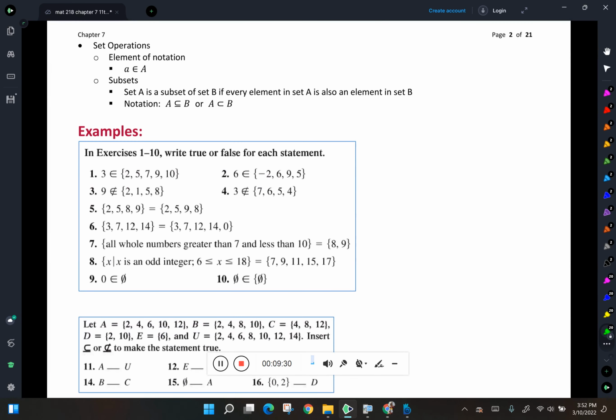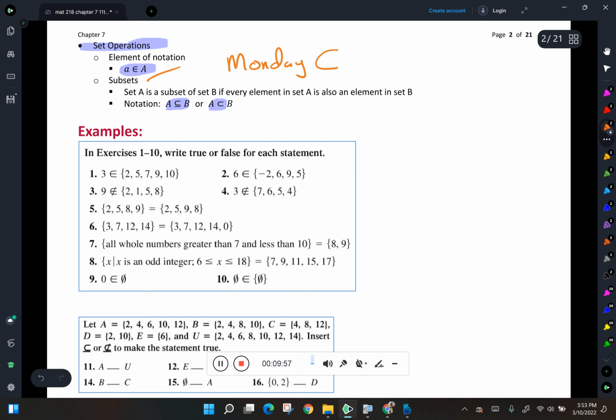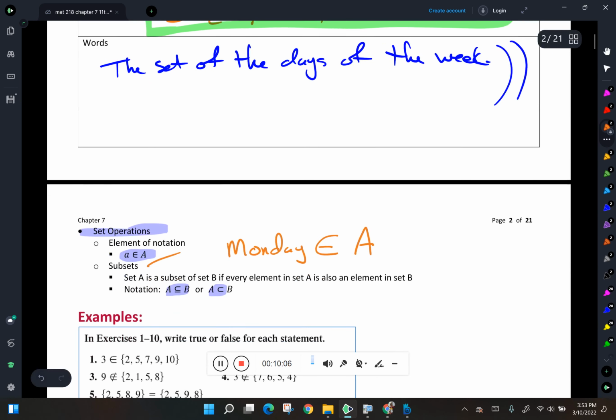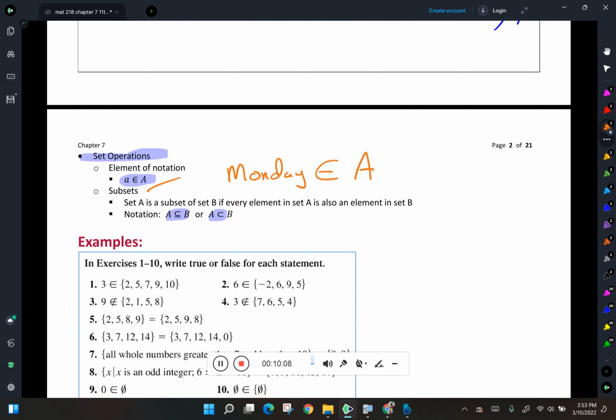All right. Let's start taking a look at some set operations. The set operations we're going to look at are the element notation and the subset notation. Okay. All right, so this first notation right here is our element notation. This is the notation that tells me that something is an element of a greater set. So for example, I could say this: Monday is an element of set A. Because as we defined set A up here, A being a day of the week, Monday is an element of that set.